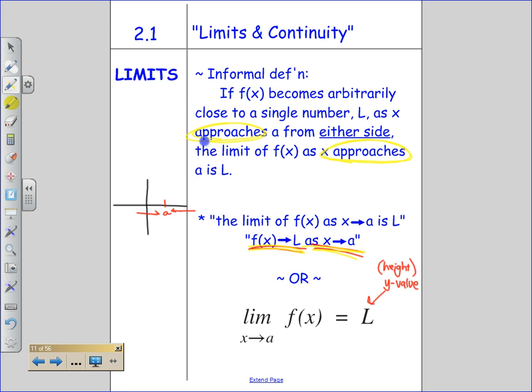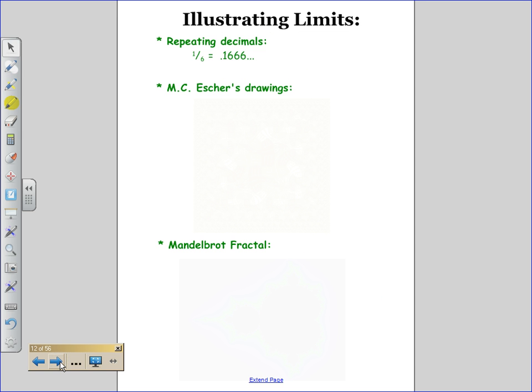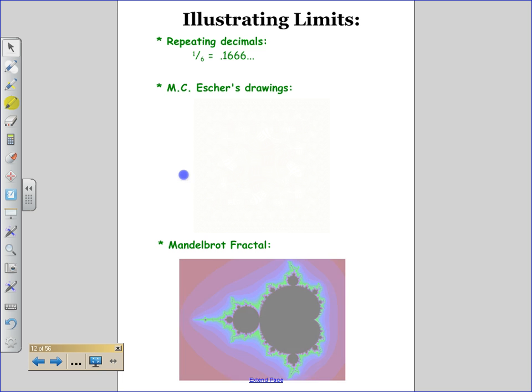So when we say down here, the limit as x approaches a of f of x equals L, I am coming from the right, I am coming from the left, but where am I looking for the answers to my limits? At the y values. I'm looking up to the heights, up to the function values, up to the y's. Okay, moving on. That was the most important thing for you to grasp from the informal definition of a limit.